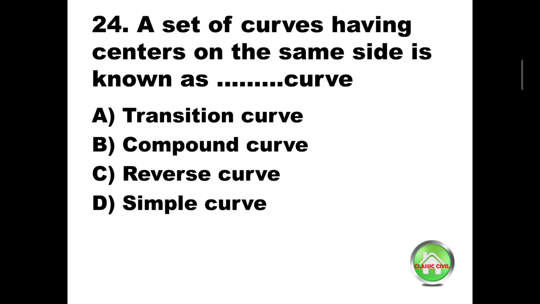Question number 24. A set of curves having centers on the same side is known as dash curve. Option A, transition curve. Option B, compound curve. Option C, reverse curve. Option D, simple curve. Answer is option B, compound curve.